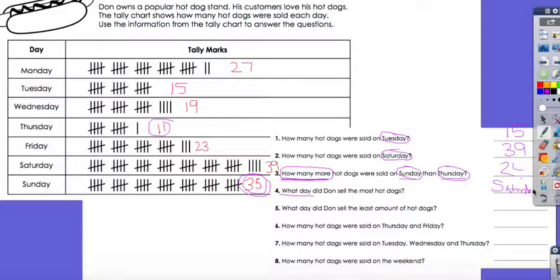Saturday. Don't you guys love my neat handwriting? Oops. That's supposed to be Saturday. You all can do better than that.